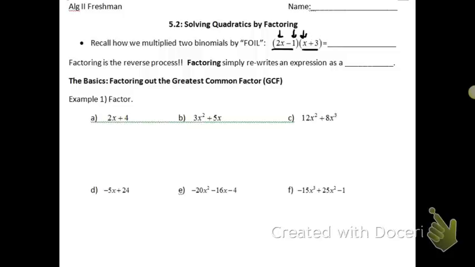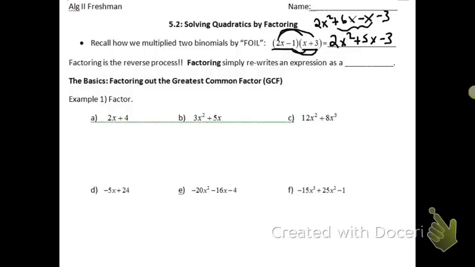So if we were to FOIL these, just as a quick review, we would multiply the first terms together, 2x times x to get 2x squared, and then we can do 2x times positive 3 to get 6x, and then multiply negative 1 and x to get minus x, and then negative 1 times positive 3 is minus 3. If we combine the like terms, our final product is 2x squared plus 5x minus 3.